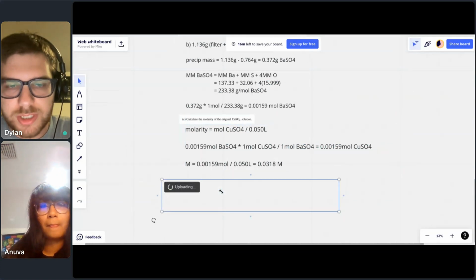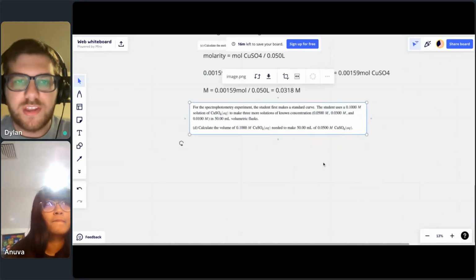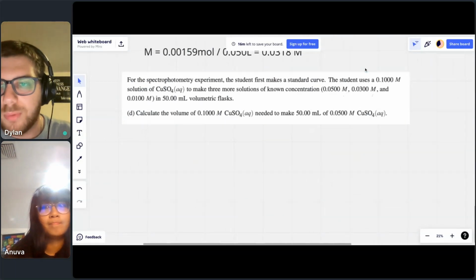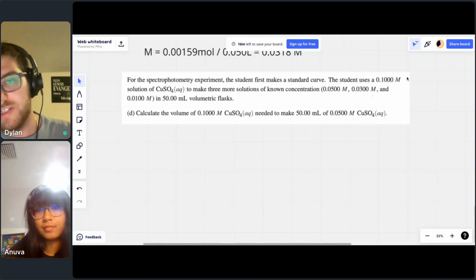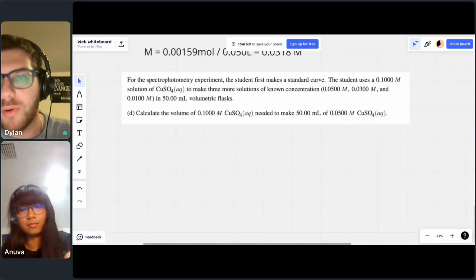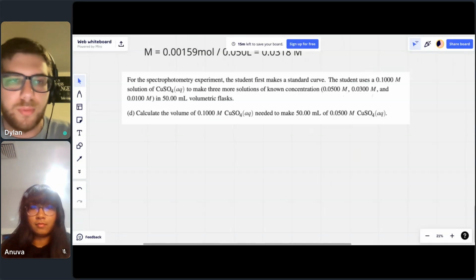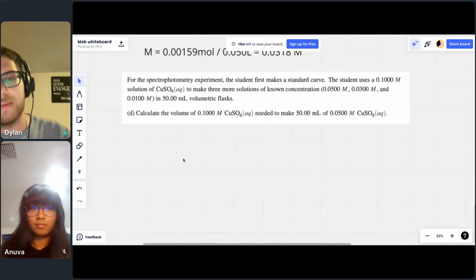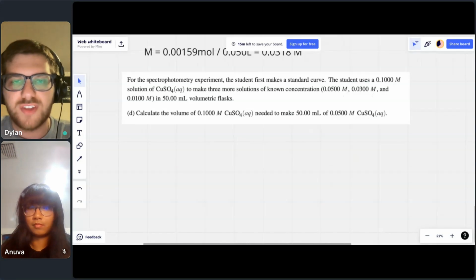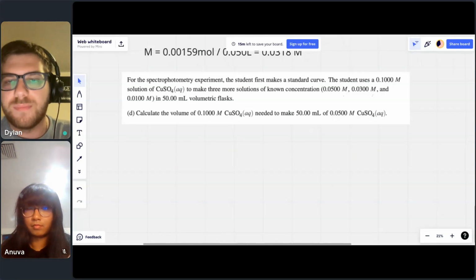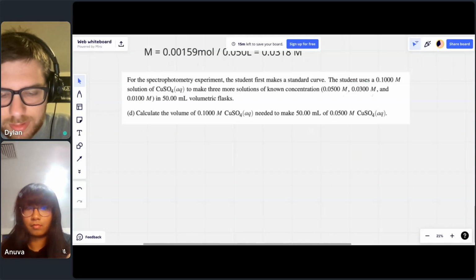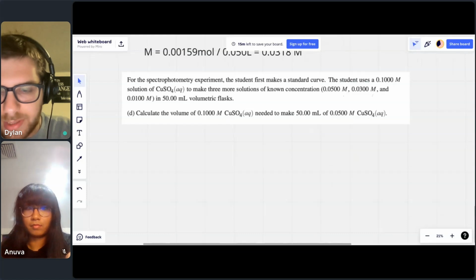And we're moving into a different part of the question now. For the spectrophotometry experiment, the student first makes a standard curve. The student uses a 0.1000 molar solution of copper sulfate to make 3 more solutions of known concentrations, a 0.05 molar, 0.03 molar, and 0.01 molar in 50 milliliter volumetric flasks. Calculate the volume of 0.1 molar copper sulfate needed to make 50 milliliters of 0.05 molar copper sulfate. All right, so I'll give you guys 2 minutes. This problem sounds scary, but it's actually not as bad as some may think.